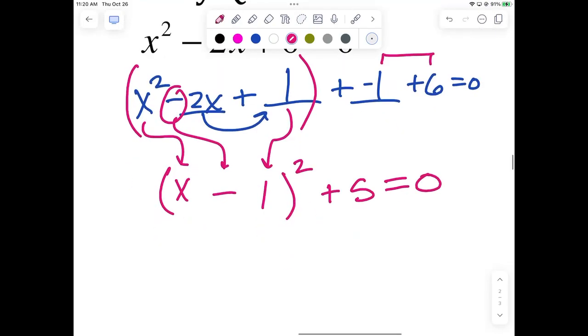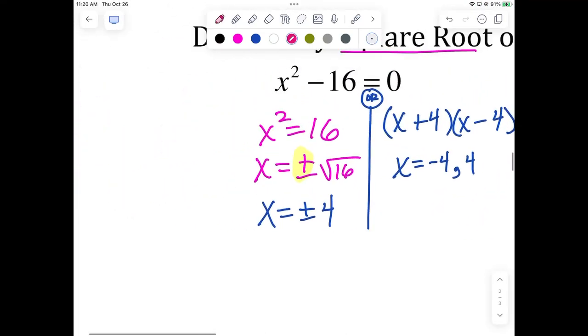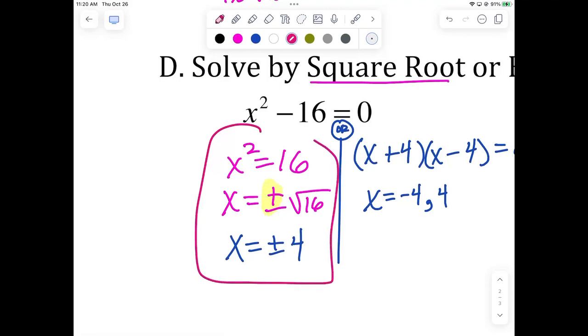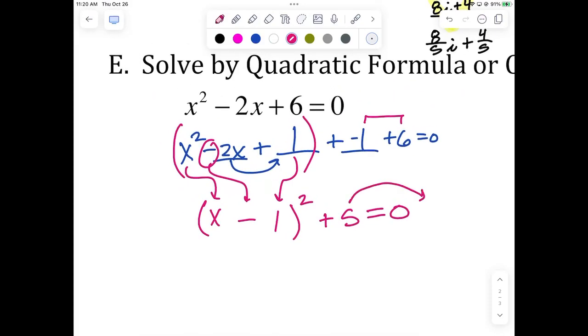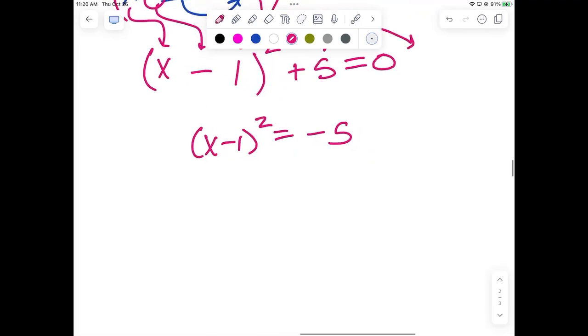People were giving answers on the quiz yesterday as 1 comma 5. That's the vertex. I wasn't asking for the vertex. I want the solutions. So for the solutions now, we do the same thing that we did right here. We get the x squared by itself. So Red Rover, let 5 come on over, and we get x minus 1 squared equals negative 5.